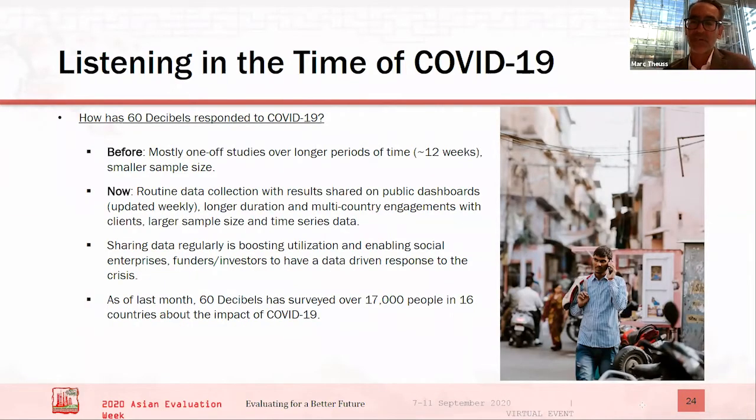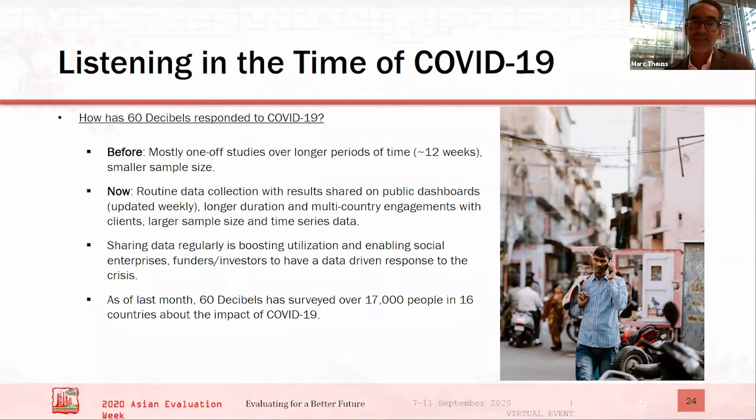So how has 60 Decibels responded in the time of COVID-19? Before COVID-19, typically 60 Decibels would implement studies over longer time periods, around 12 weeks, with quite small sample sizes within a reasonably small geographical area and a reasonably small design scope. And now 60 Decibels are undertaking very routine data collection, with results being shared on public dashboards, which are updated almost weekly. These M&E systems have a very long duration. They're ongoing processes, which include multi-country engagements with clients. These processes include enormous sample sizes and have a time series design element, so it's possible to track change over time.